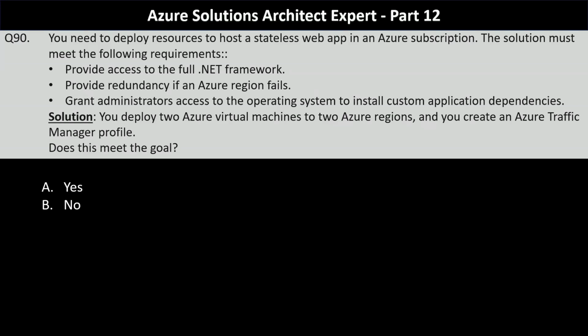And friends, this meets the goal. By deploying two Azure virtual machines in two separate Azure regions, you provide redundancy if one of the regions fails. Azure Traffic Manager can be used to distribute traffic between the virtual machines in different regions, ensuring high availability, and deploying Azure virtual machines allows you to have access to the full .NET framework and grants administrators the ability to access the operating system to install custom application dependencies.